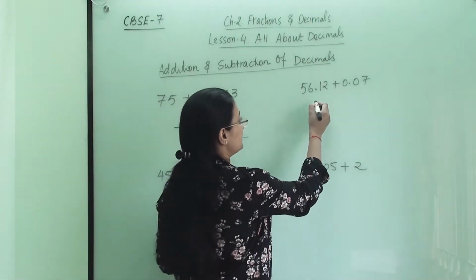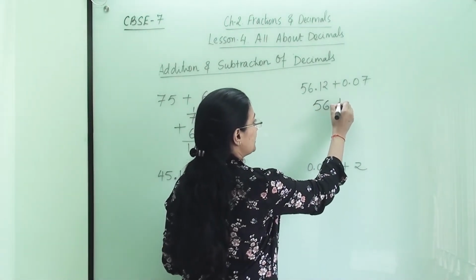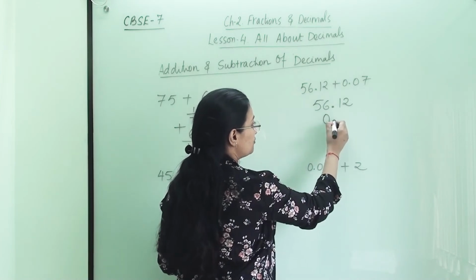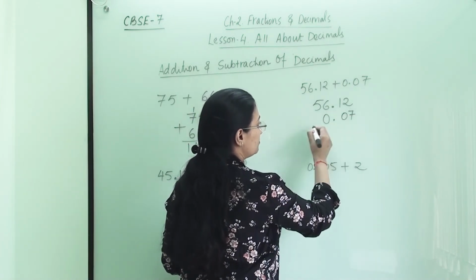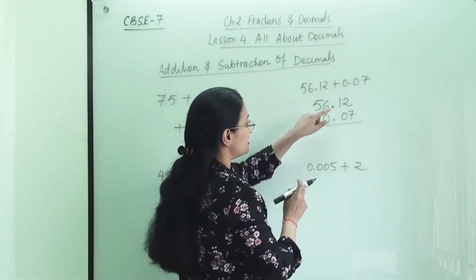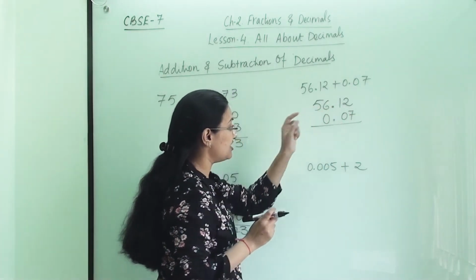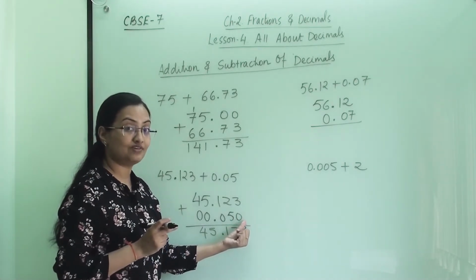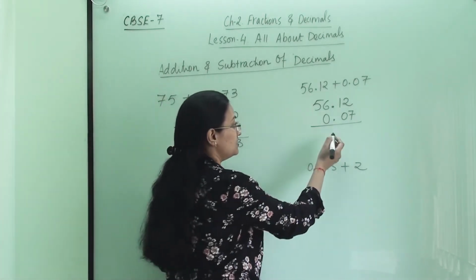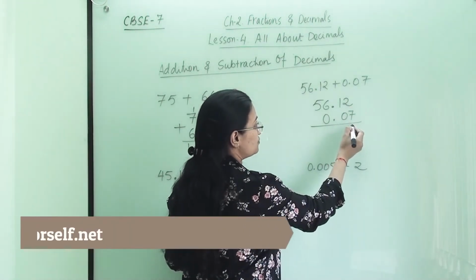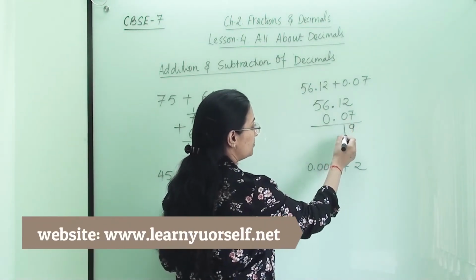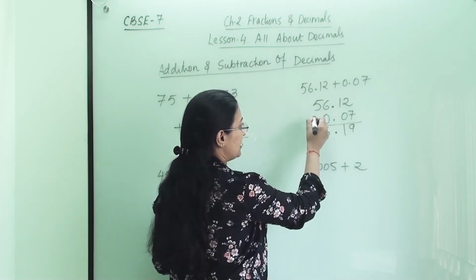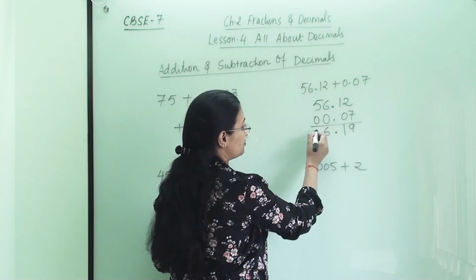The next numerical is 56.12. Now let us arrange this number, 0.07. Both have two numbers after the decimal point. If they do not, then we can add 0. Let us add them. 7 plus 2 is 9. Then 1 will come here. Then the decimal point. 6 plus 0 is 6, and 5 plus 0 is 5.